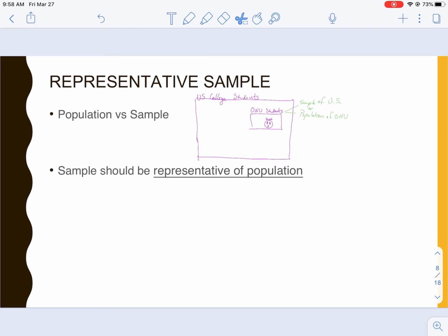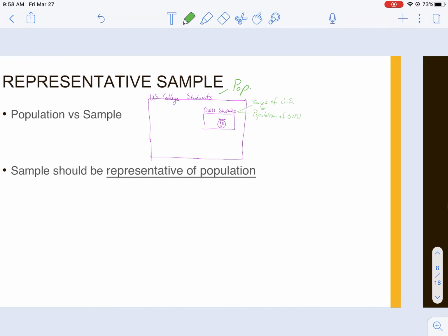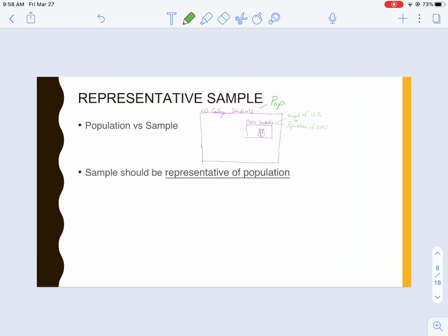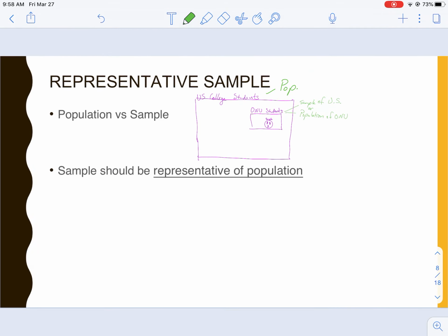You'll remember the population is the larger group. So here all U.S. college students would be a population. And then we talked about that ONU students could be a sample, or they could actually be a population at the same time. And then a smaller group within would be a sample. A key idea, though, is that a sample should be what we call representative of the population.